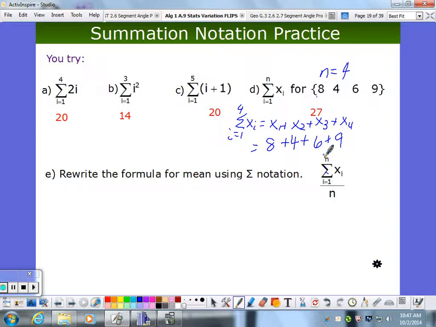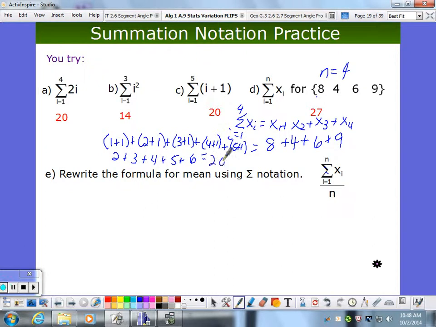Anybody else with any kind of confusion with that? So let's see, that one is going to be, i is 1 when I start. So 1 plus 1 plus 2 plus 1 plus 3 plus 1 plus 4 plus 1. One more, right? So then that's 2 plus 3 plus 4 plus 5 plus 6. Yeah, 5, 9, what is that, 20? Yep. Okay?